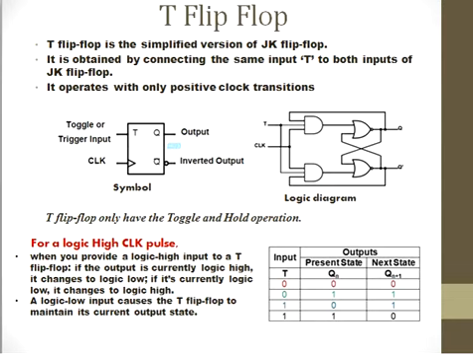So in this kind of toggling flip-flop, when you provide a logic high input to the T flip-flop and the output is currently logic high, it changes to logic low, and if it is logic low, it changes to logic high. So when the T input is low, the output remains the same. So that corresponds to all the conditions. I hope this explanation is clear to you.